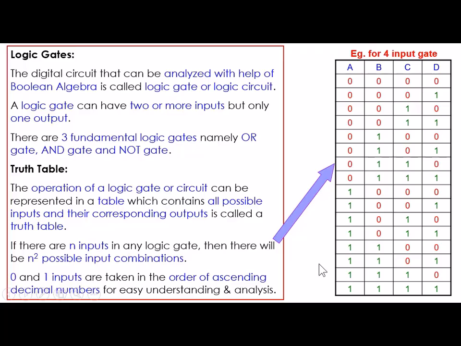So if it is a 4 input gate, we write the truth table in this order for easy understanding and easy analysis. So these were all about the basics of digital electronics and digital logic operations, some basic logic operations, logic gates, and how to write truth tables. These things we discussed in today's class. In the next class, we will discuss how to realize these basic logic gates through electronic circuits.